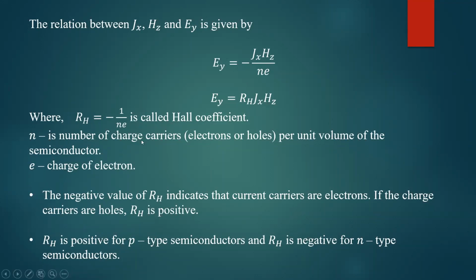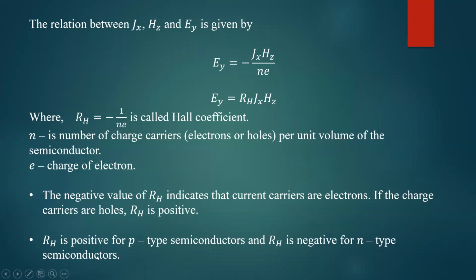N is the number of charge carriers per unit volume of the semiconductor, and E is the charge of one electron. If this RH is observed to be negative, it indicates that the current carriers are electrons. If the charge carriers are holes, RH is going to be positive. For P-type semiconductors, the majority charge carriers are holes, so the Hall coefficient is going to be plus 1 by Ne. So RH is positive for P-type semiconductors and RH is negative for N-type semiconductors.